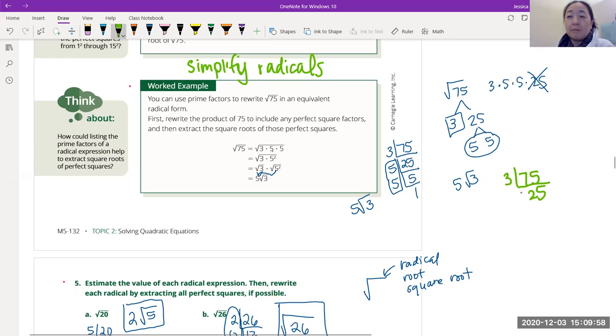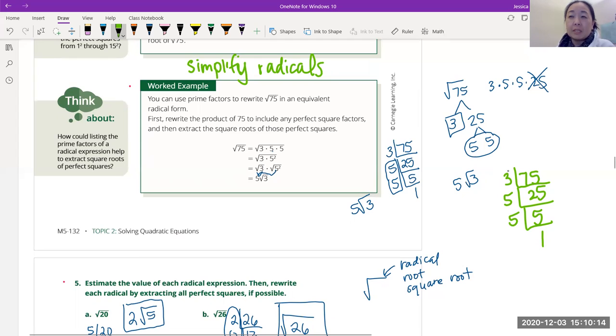Well, what goes into 25? 5. So 5 goes into 25 5 times. And then we keep on going until we get to 1. So what goes into 5? Well, 5 goes into 5. How many times? Once. So once you get the 1, then you know you have all the factors listed out.